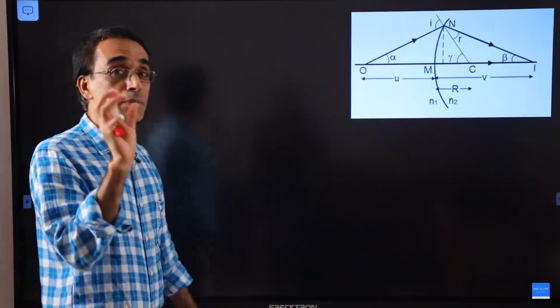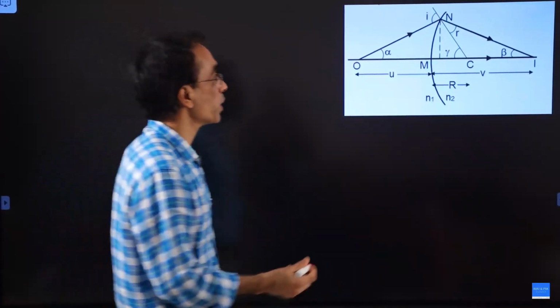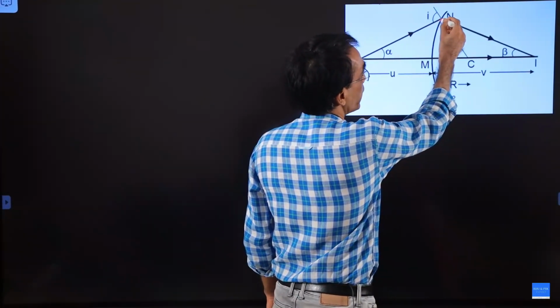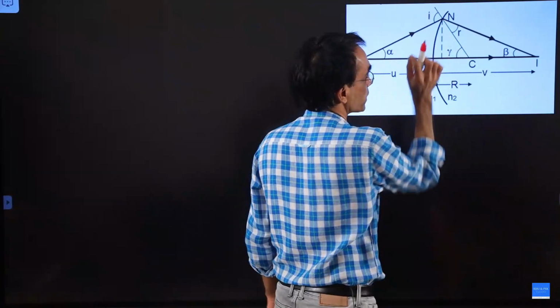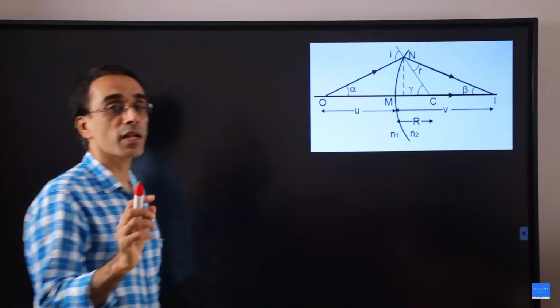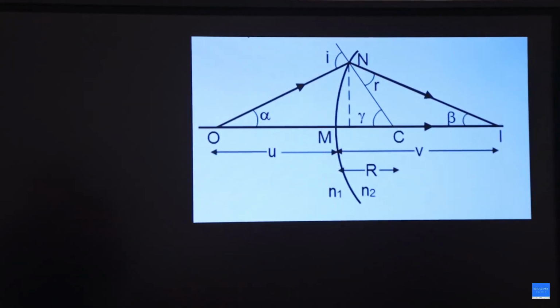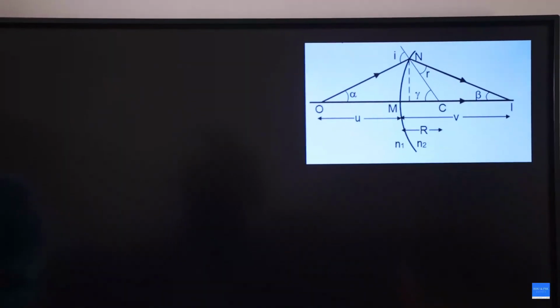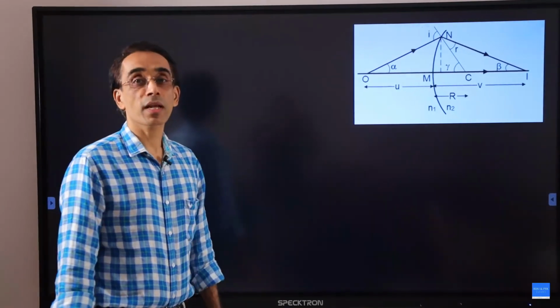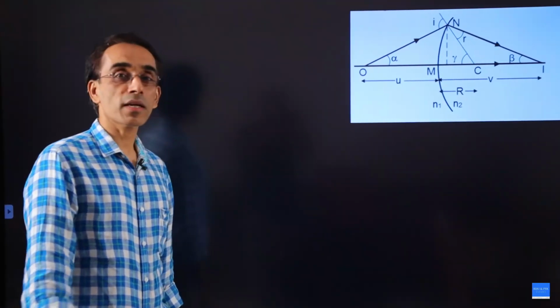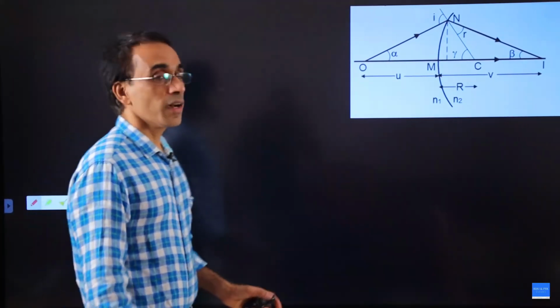I told you about a small aperture. What is the advantage of small aperture? If aperture is small, then when you draw a normal like this one, this distance will become negligible. We did this in the case of mirror also. Same assumption. Okay. So, let us start. Refraction at a spherical surface.